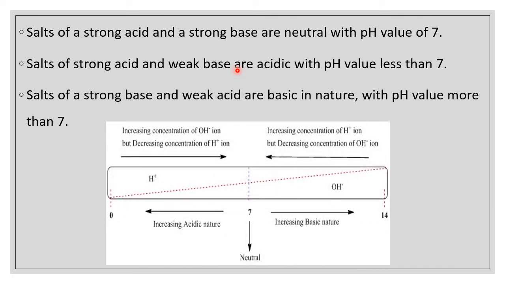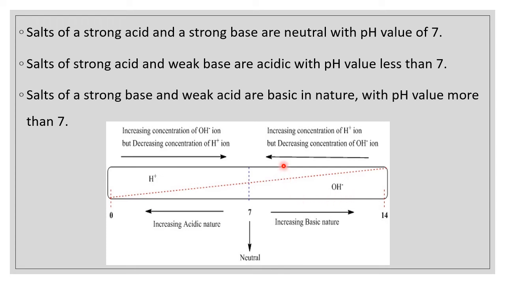This is called the pH scale. This is what? The pH scale, starting from 0 to 14. At the middle, pH equal to 7, which is called neutral. Less than 7, strong acid. More than 7, strong base.